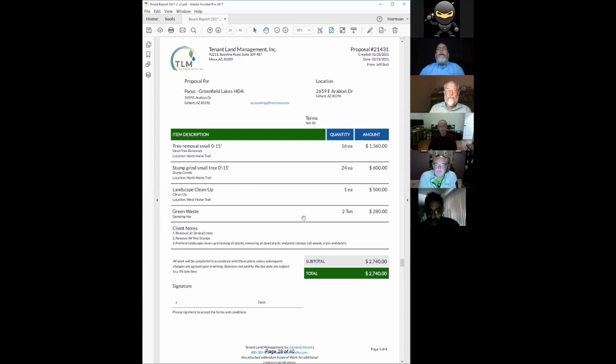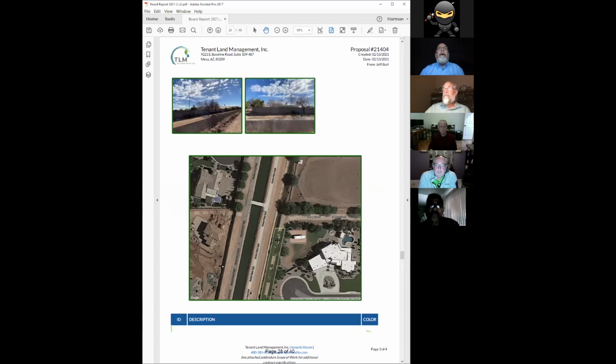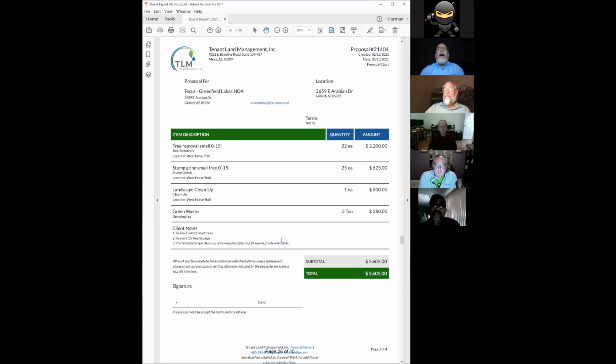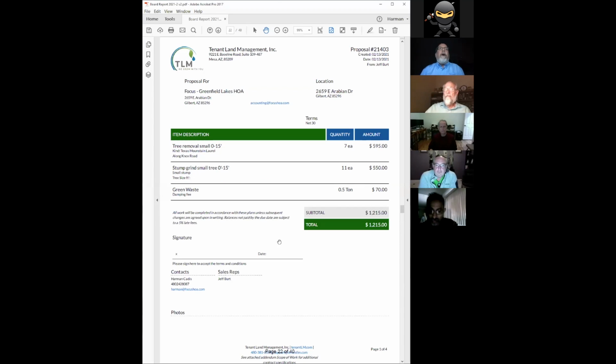So the north side is $2,740. Along the canal is $3,605, and removing the dead trees and plants along Knox is $1,215. If you're in favor of this, you can make a motion for all three at once, or you can motion individually to have discussion individually if you like, board.